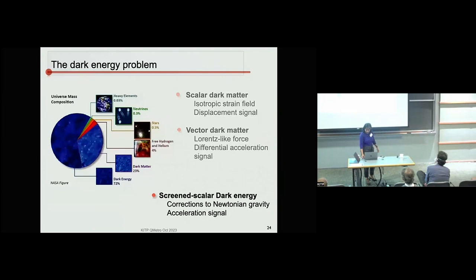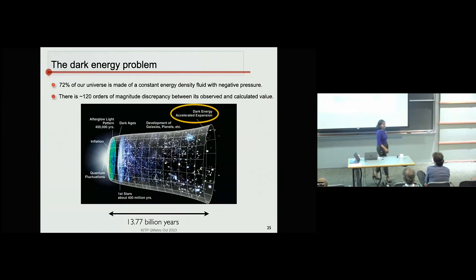Now I want to talk a little bit about dark energy as well, because why not? And this is the thing about when you're not in the field, everything looks like, oh, I can see that. And then it's like, oh my God, this was really hard. So 72% of our universe is made up of this weird constant energy density fluid with negative pressure. The weird thing is that if you have a box of dark energy and your box becomes twice as big, then there is twice as much dark energy, because the energy density is fixed, not energy. So as the box gets bigger, there is more and more dark energy. So as the universe gets bigger, there is more and more dark energy in there.